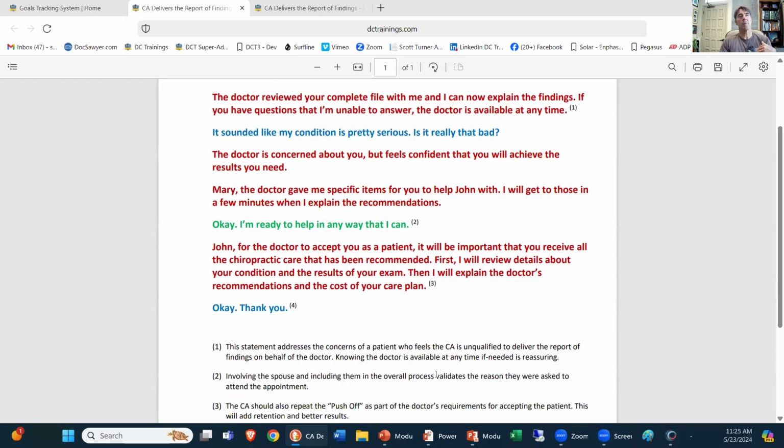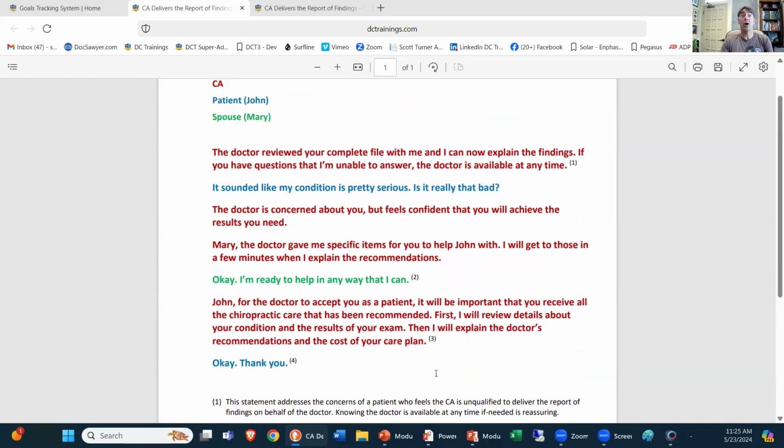So again, I want to build confidence in you, CAs, and I want to build confidence in you doctors, knowing that your CA is able to do this, because those little phrases, those comments, those statements are what build that type of rapport and confidence in your team, right?